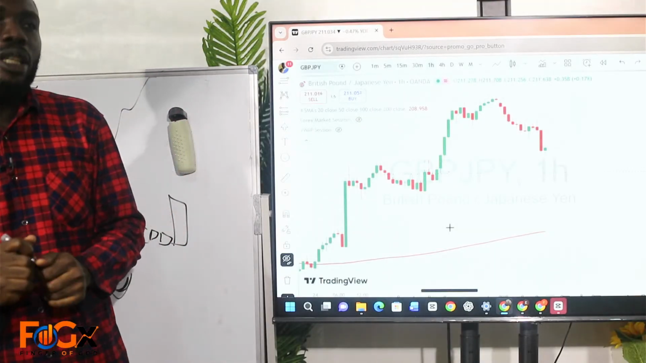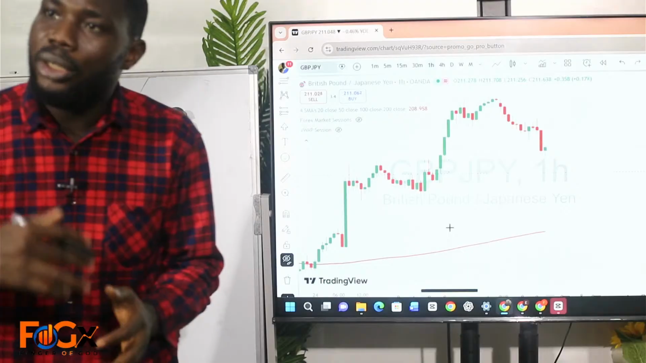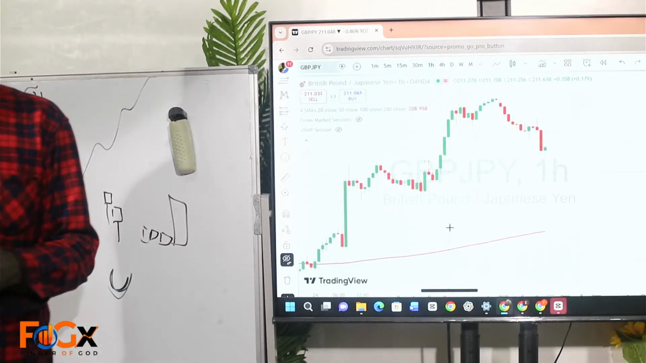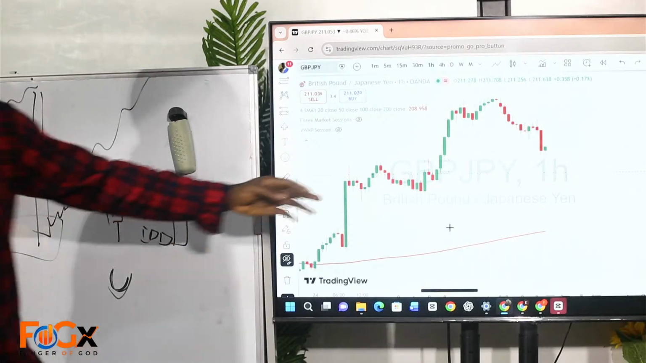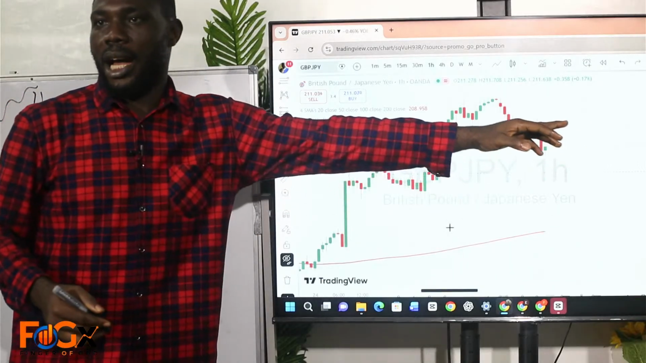So for GBP JPY today, we'll be monitoring it to see how it will move. Do you have a question, sir? Okay. We'll see the way price will react around that zone.